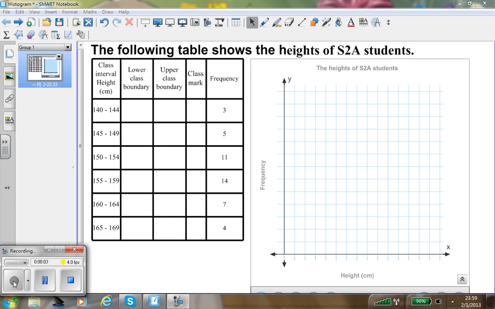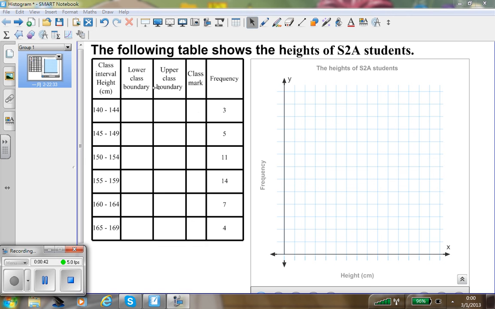This time we talk about how to draw a histogram. As you can see in this example, there's a table showing the height of a group of secondary 2 students. The heights are divided into different classes, and here is the corresponding frequency for each class. Before we draw the histogram, we first construct this frequency distribution table, and we include information about the lower class boundary, upper class boundary, and class mark for each class.